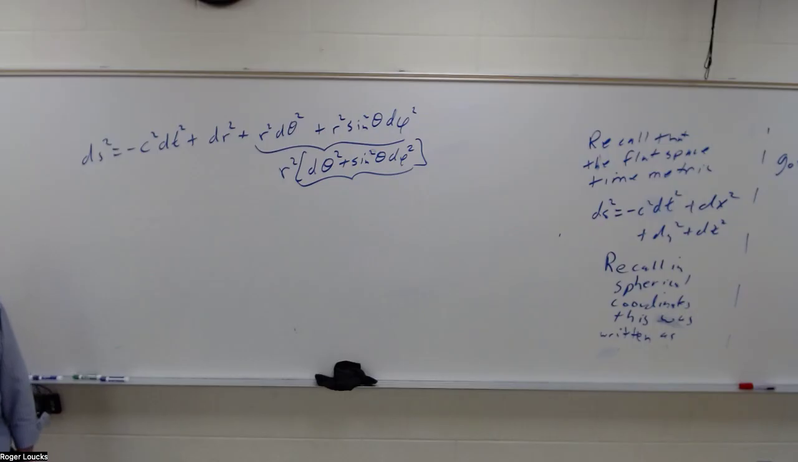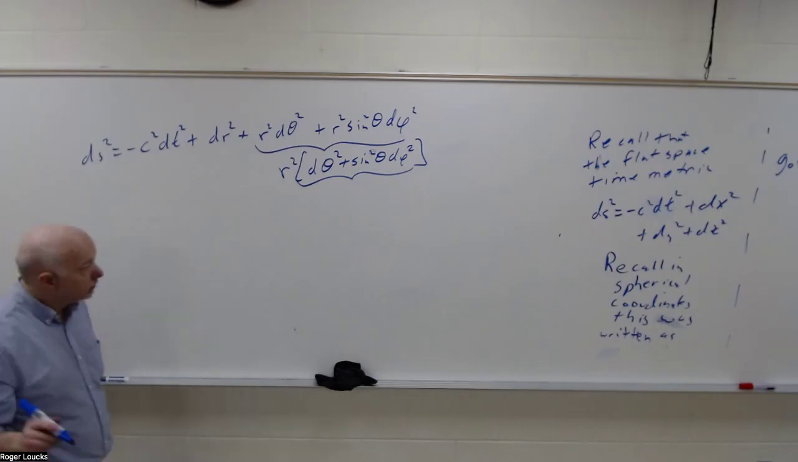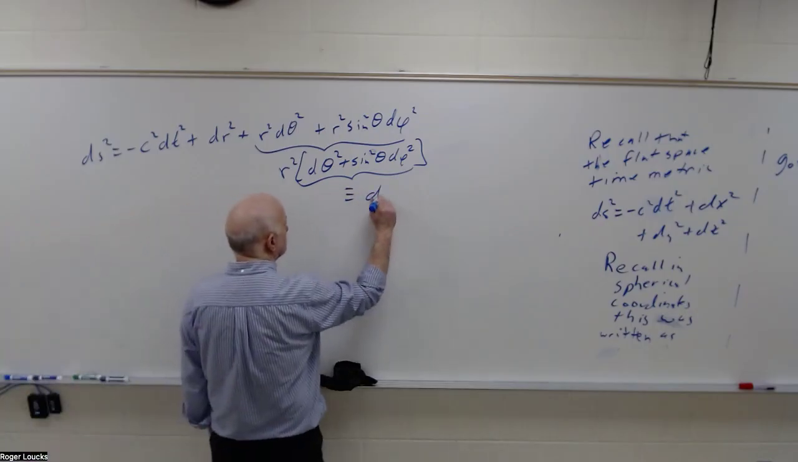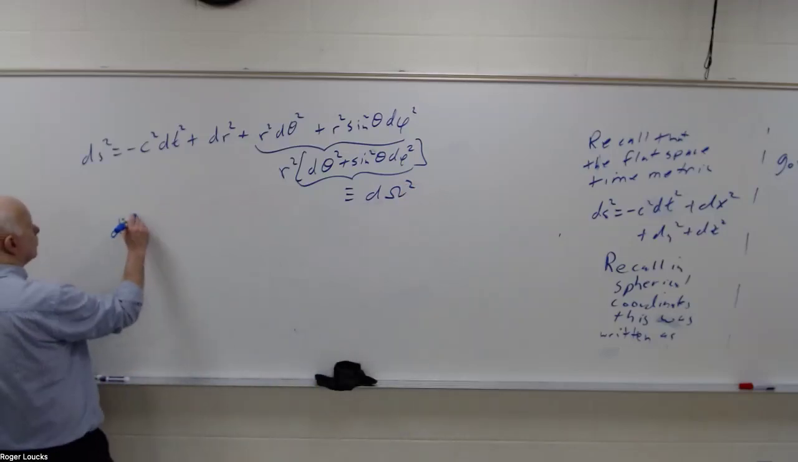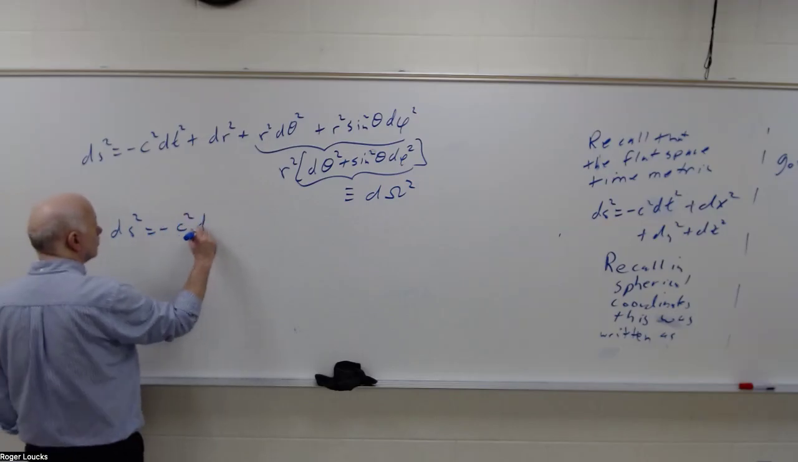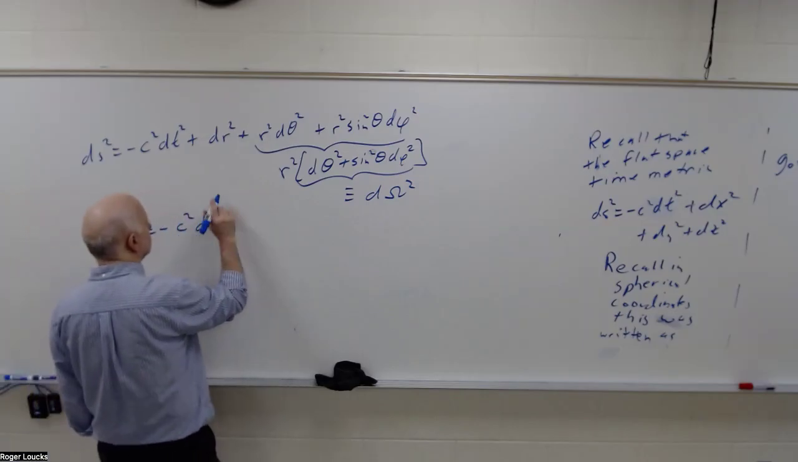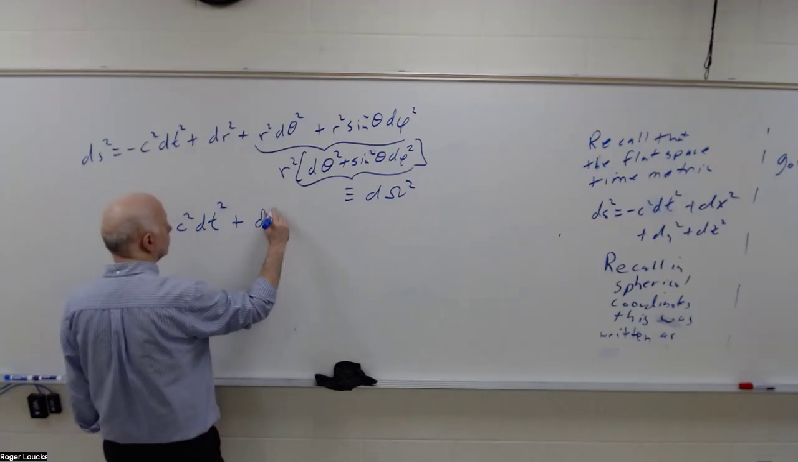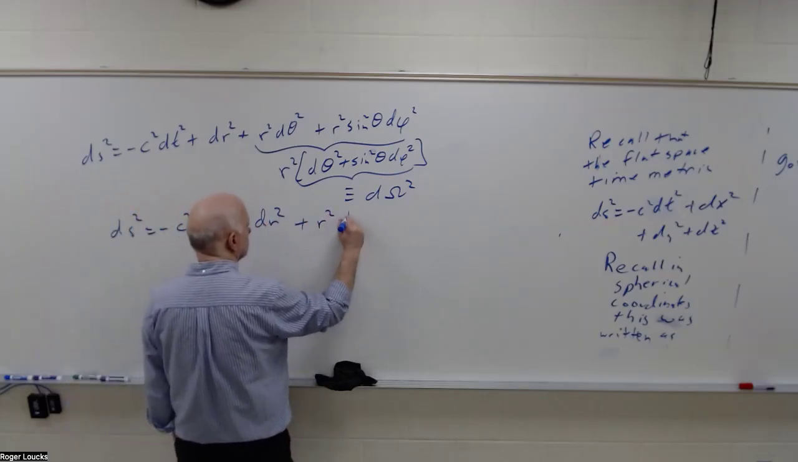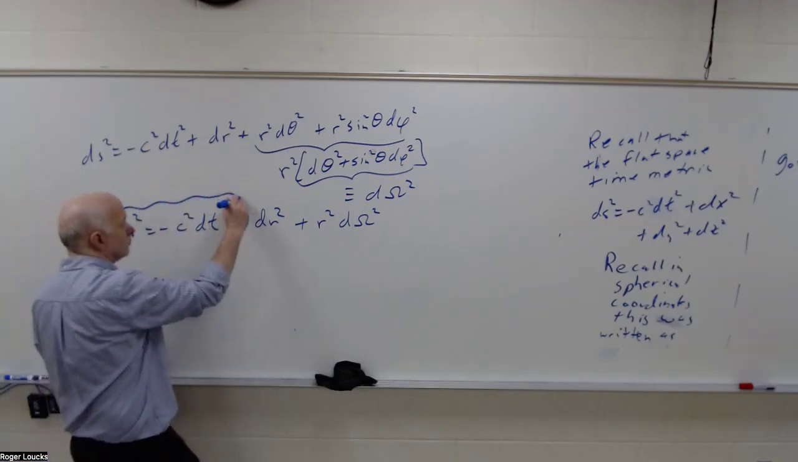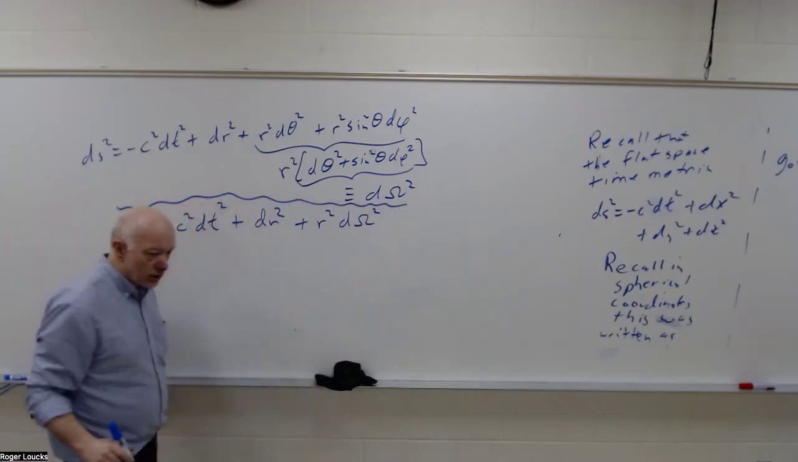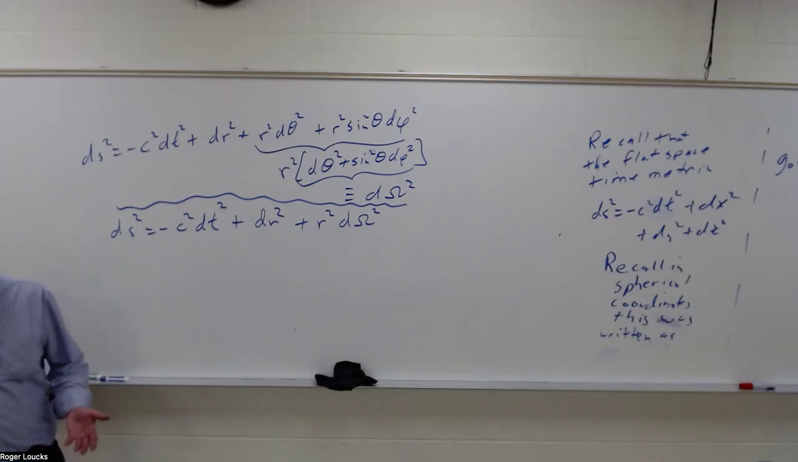dΩ. Again, it's always a capital omega squared. So this is defined to be dΩ². Okay. So we have that. Now that one has spherical symmetry because it's basically the same problem as what we have over here.